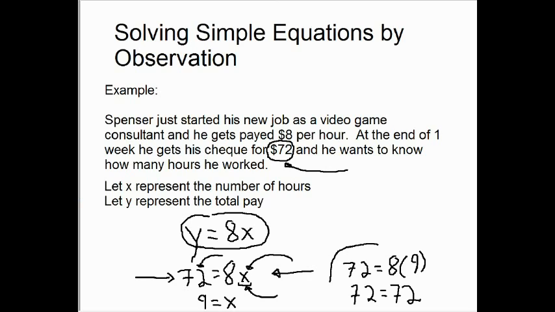So this is a way to check to see if we have the correct answer by substituting the answer we got back into the original equation. And if we end up with a statement that's true, then we know we got the right answer. So that's the beauty of solving algebraic equations, is you can always check your answer by substituting the answer that you get back into the original equation. So the answer to the question would be, he worked 9 hours.